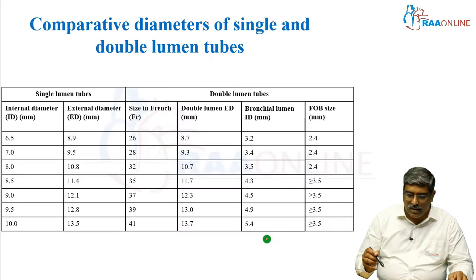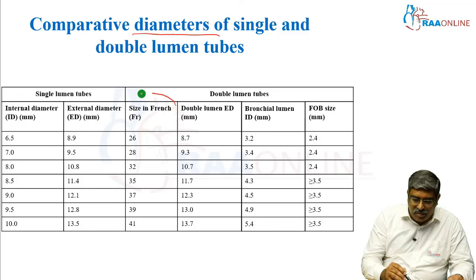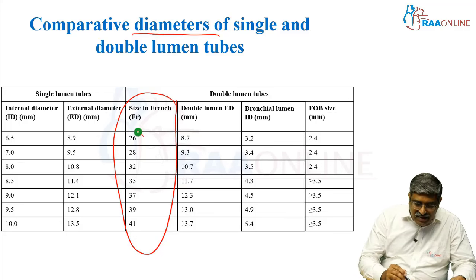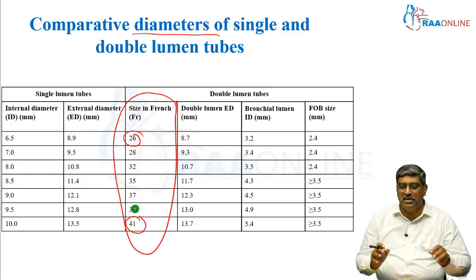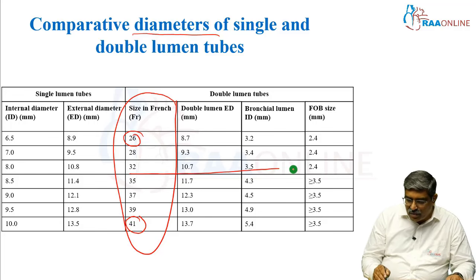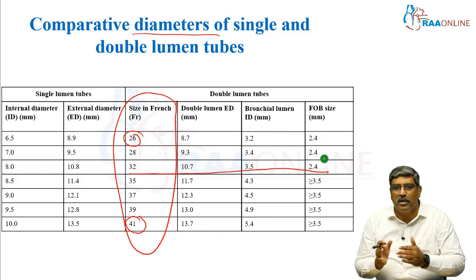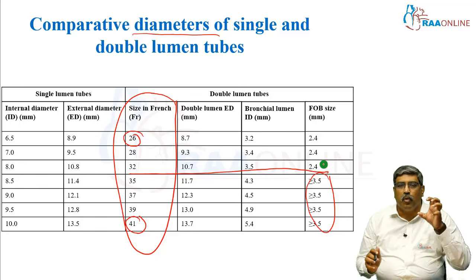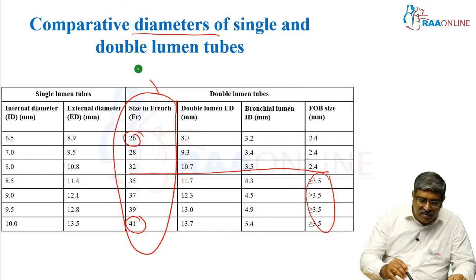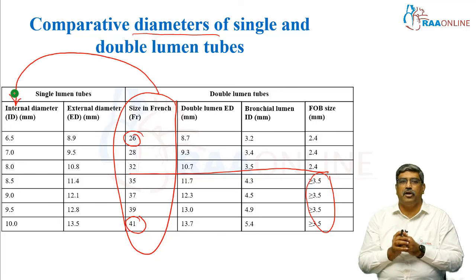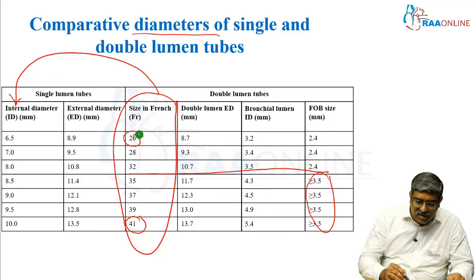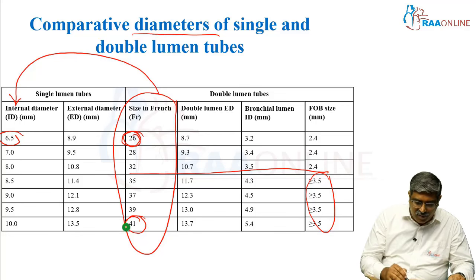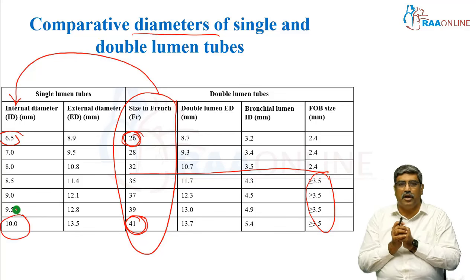Now coming to the size of the double-lumen tube. The sizes of double-lumen tubes are given in French. We have sizes from 26 French to 41 French. Up to 32 French you can use a 2.4 millimeter fiber optic. Beyond that you can use a 3.5 millimeter fiber optic. What is very important is that this size in French should be compared with the endotracheal tube internal diameter. 26 French corresponds to a 6.5 millimeter endotracheal tube and 41 French corresponds to a 10 millimeter endotracheal tube.